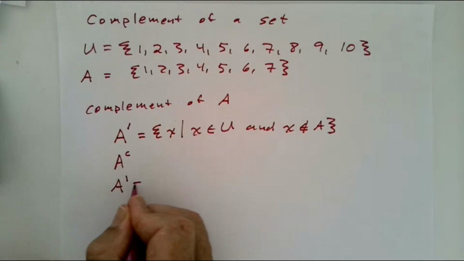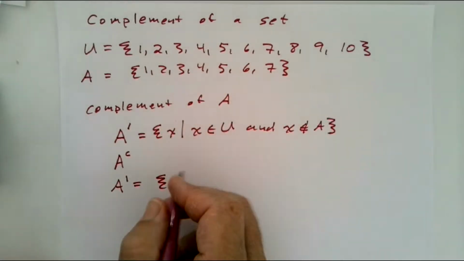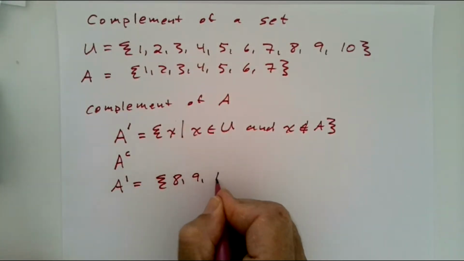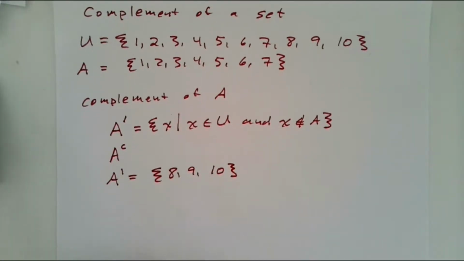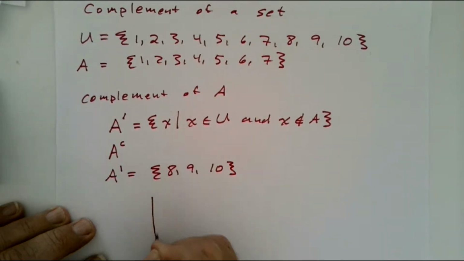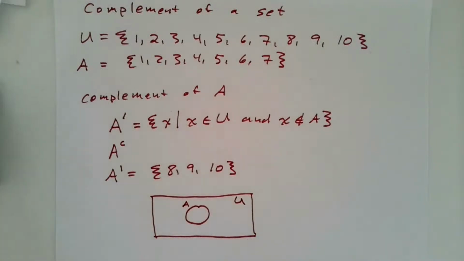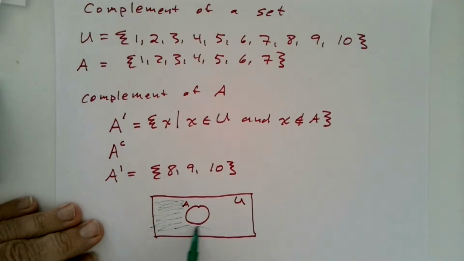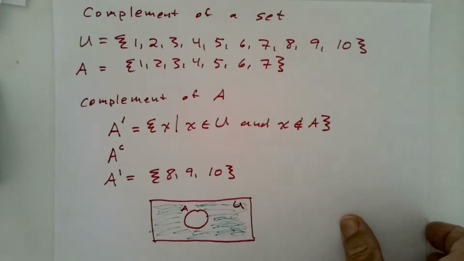So in our example here, the complement of A will be what? Not 1, 2, 3, 4, 5, 6, 7. They're in A. What isn't in A? 8, 9, and 10. So if I wanted to draw a Venn diagram or identify where is the set complement of A, here's our universal set U. Here's our set A. Where is the complement of A? Anything outside of A, right? Anything outside of A would count as the complement of A. So if I'm shading the complement of A, that is what that is going to look like.